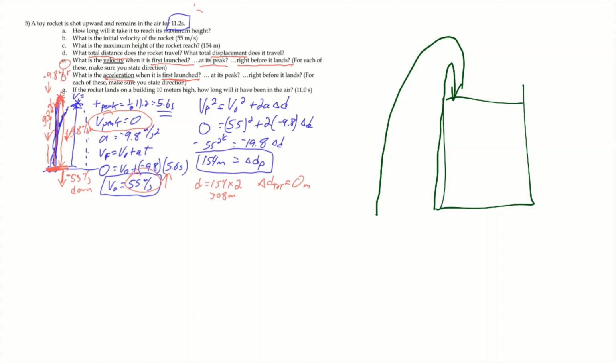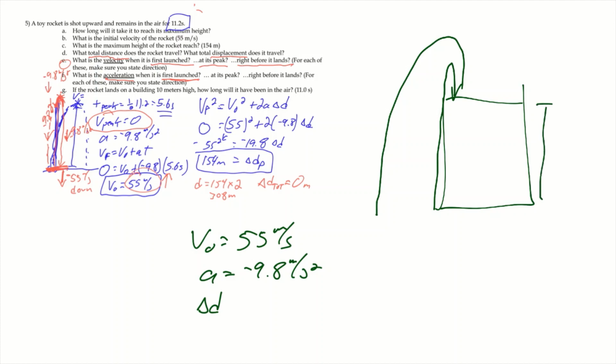Okay, so again we're going to set up what we know. The initial velocity we found is 55. Again, the acceleration is negative 9.8 meters per second squared. And then the displacement was given. That was the height of the building. So that would be, I think that was 10 meters. You double check. Yeah, 10 meters. Okay, and then we're looking for time.